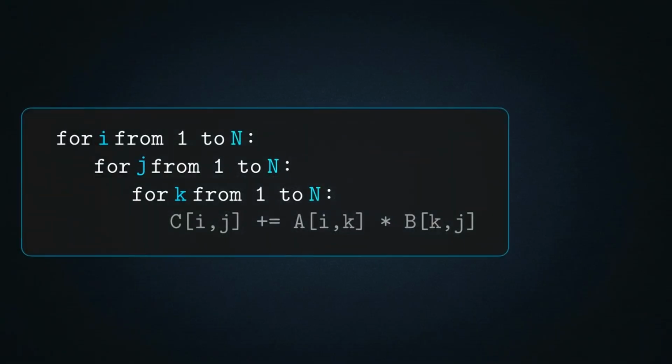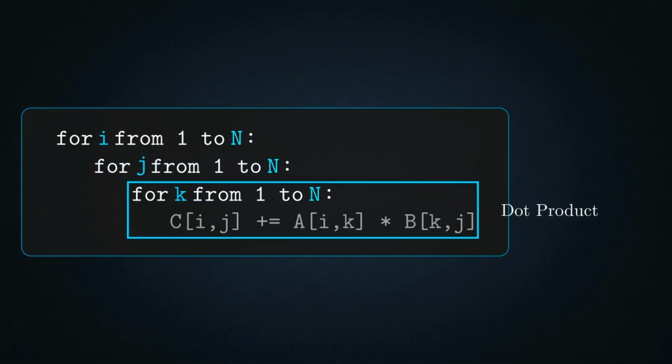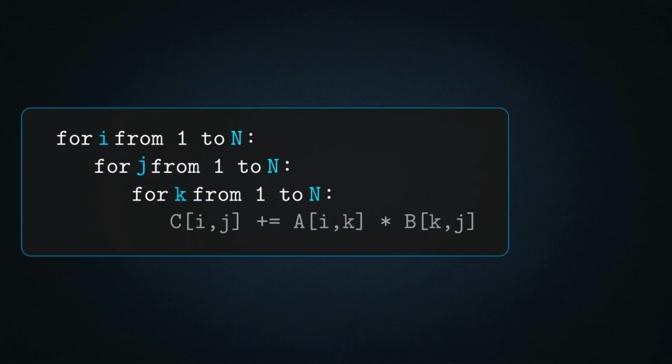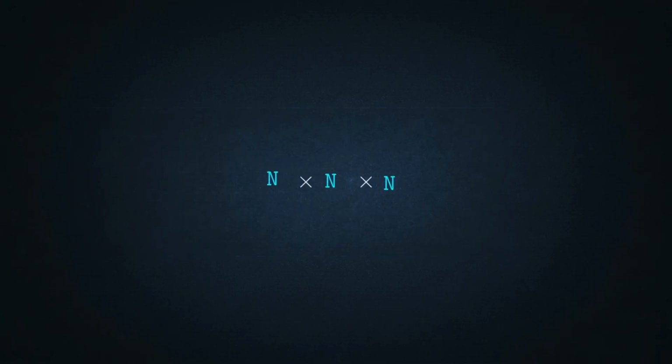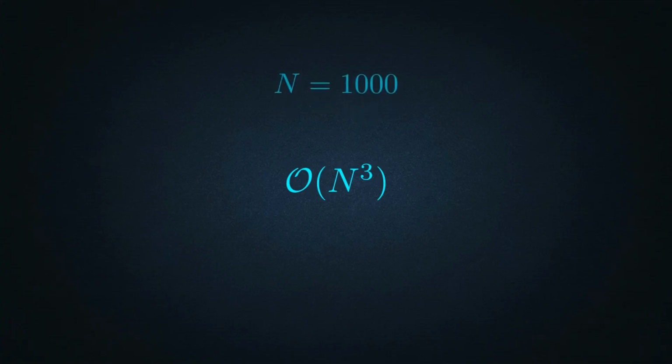Here is the algorithmic structure for an n-by-n matrix. To navigate the rows, the columns, and perform the internal dot product math, the algorithm requires 3 nested loops. Because the execution time of each of these loops scales with n, the asymptotic time complexity of this algorithm is formally defined as O of n cubed.